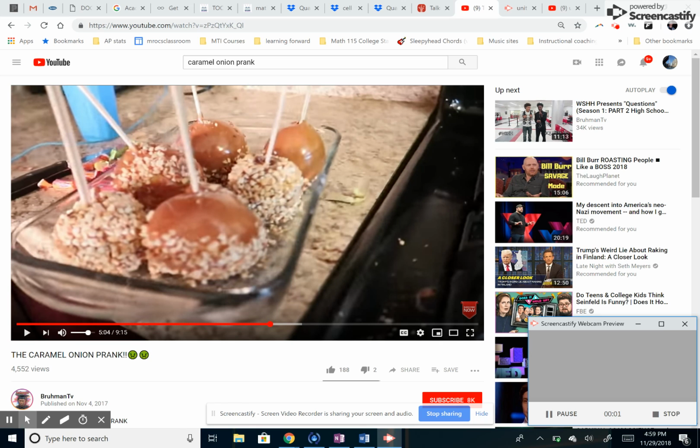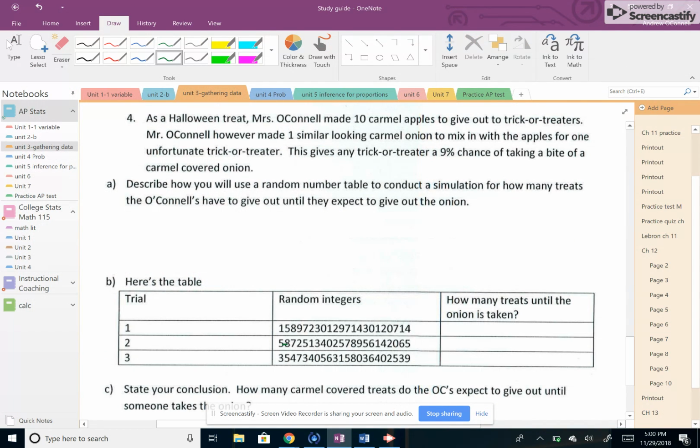All right, on to problem 4. By the way, I have this on the screen for a reason because the next one is actually inspired by this prank. So, number 4, as a Halloween treat, Mrs. O'Connell made 10 caramel apples to give out to trick-or-treaters. Mr. O'Connell, however, made one similar-looking caramel onion to mix in with the apples for one unfortunate trick-or-treater. This gives any trick-or-treater a 9% chance of taking the bite of the caramel-covered onion.